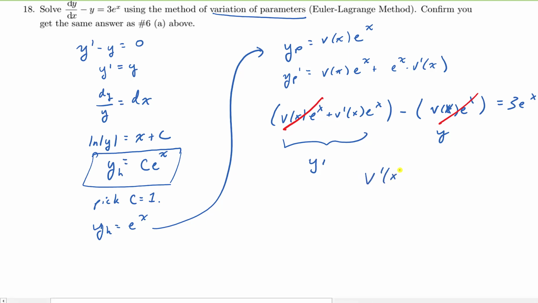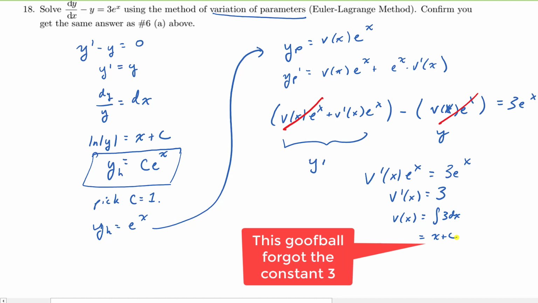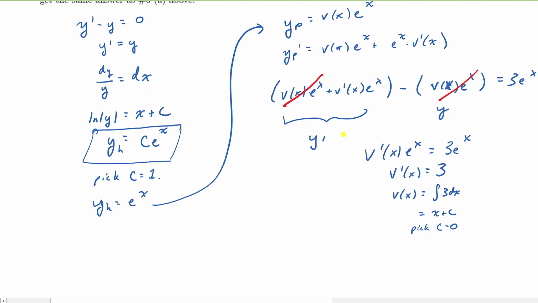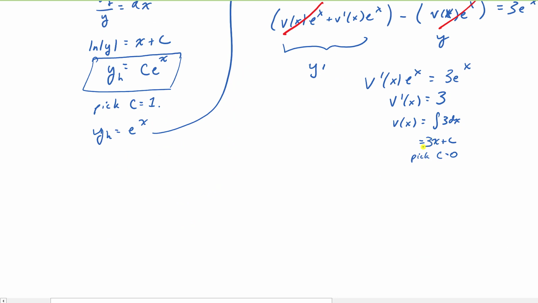v prime of x e to the x equals our non-homogeneous function. In this case, things work out actually fairly nicely, in that when I divide both sides by e to the x, I just get the constant 3. So solving for v of x is just simply integrating the constant 3, and so we end up with 3x plus c. Remember, we're just looking for one v of x for which this works, so let's go ahead and pick c equals 0 just to take the easiest solution. Oops, and that should be 3x plus c. So we pick c equal to 0, so we're going to use v of x equals 3x.